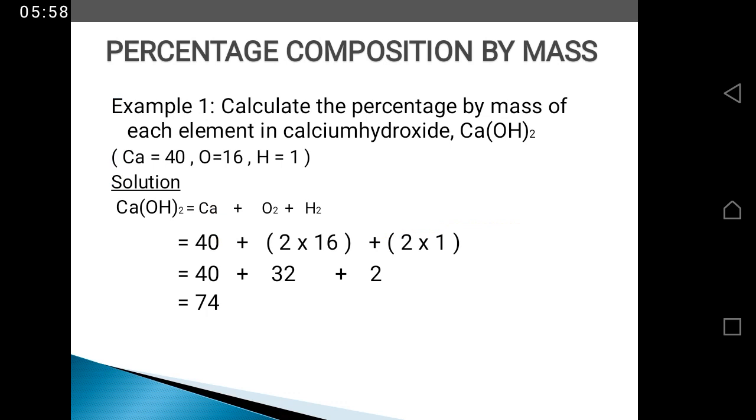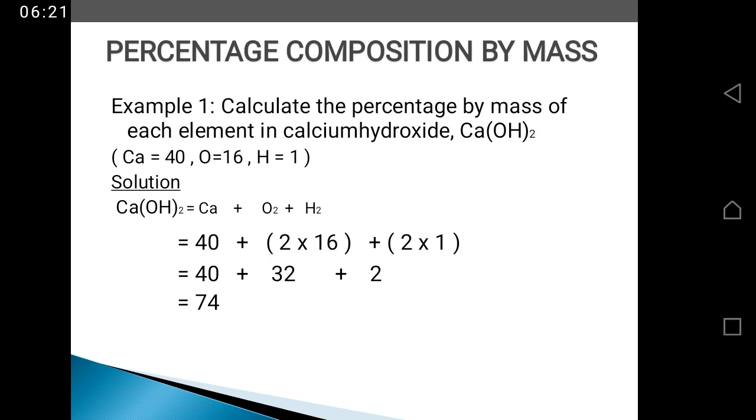To calculate the percentage composition by mass, we are going to be applying our formula mass method. Then also we'll now calculate the percentage of each element in that compound. For example, calculate the percentage by mass of each element in calcium hydroxide. And calcium hydroxide is Ca(OH)2.